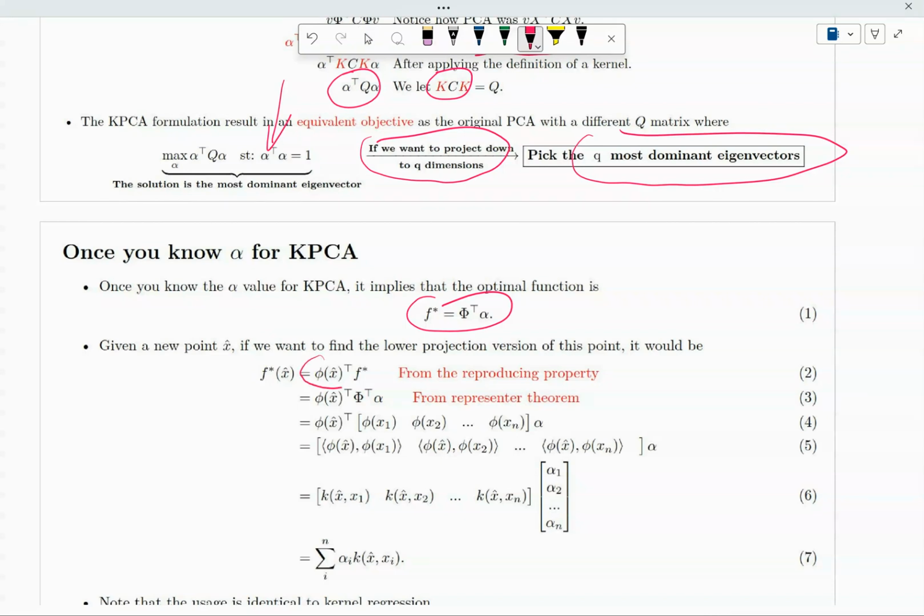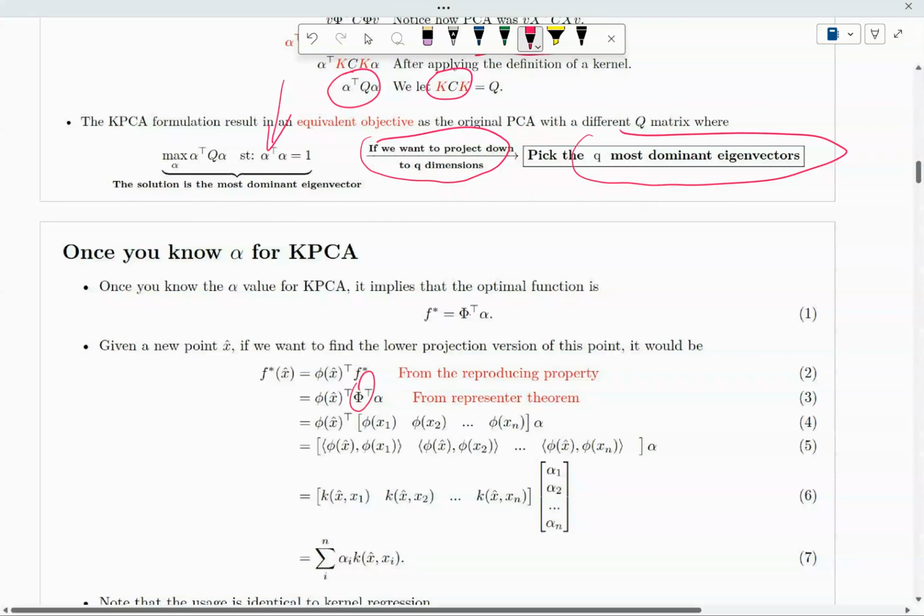Well, the representer theorem says that it's equivalent to this. Once you have the representer theorem, we know what f star is. It's equal to this. So here it is. Now, this phi transpose matrix is simply phi 1, phi 2, all the way to phi n. If that's the case, then you can multiply this and distribute them, resulting in phi x hat.